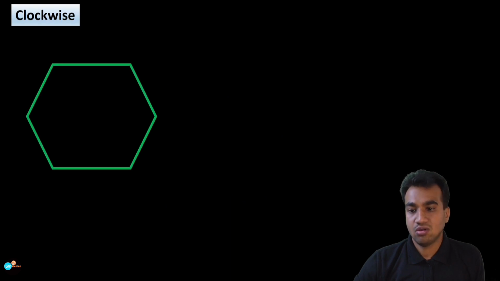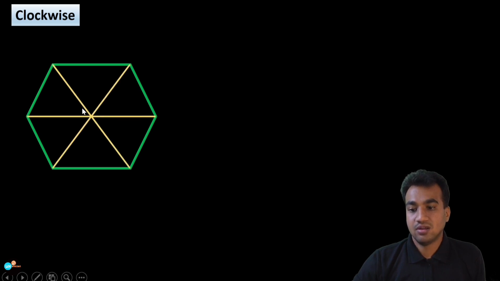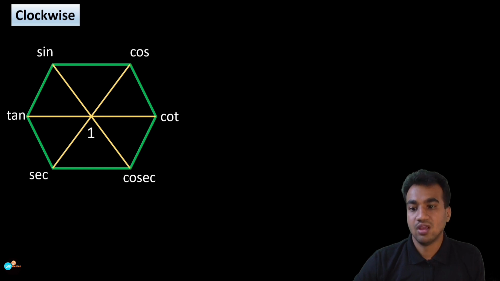Let me draw hexagon. It has 6 vertices. Give the name. Before that, draw the 3 diagonals and give 1 at the middle, and tan theta is equal to sine theta divided by cos theta. Opposite to tan is cotangent, and here cosec theta, and here it is sec theta. Okay, now let us move from clockwise direction from tan theta.